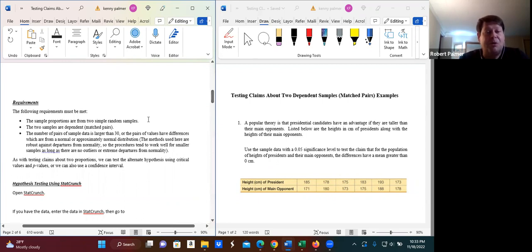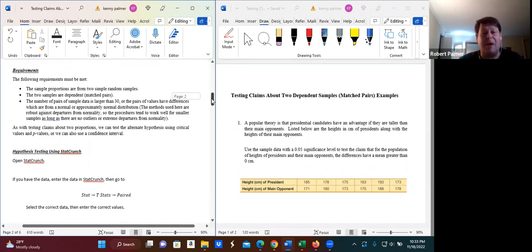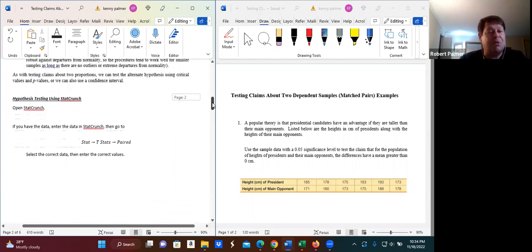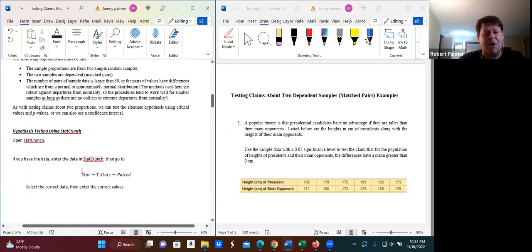Our requirements here, just for means, are similar to what we've done before. We assume the samples are random samples, but the two samples are dependent, they're matched pairs. Once again, you want your sample size to be larger than 30, although these tests are usually pretty good when that's not the case. The ones we do actually will not be larger than 30, but we're going to assume that they're from populations close enough to being normal, or bell-shaped, that we can use them. In StatCrunch, we're going to go to a very similar place as before: Stat, then T Stats, and then Paired.